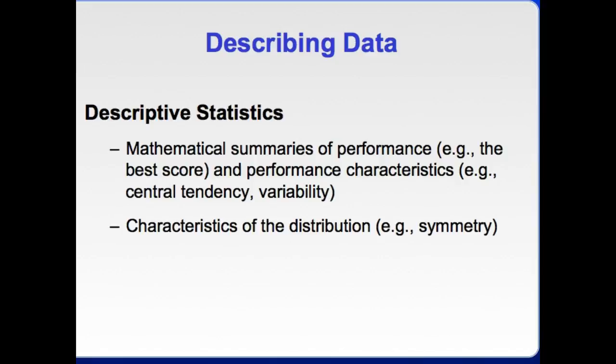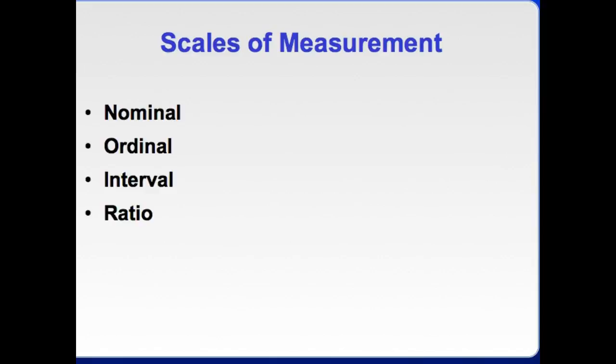Describing data. Descriptive statistics are mathematical summaries of performance. Example, the best score, a performance characteristic. Example, central tendency and variability, characteristics of the distribution. Example would be symmetry. Here are your scales of measurement: nominal, ordinal, interval, and ratio.